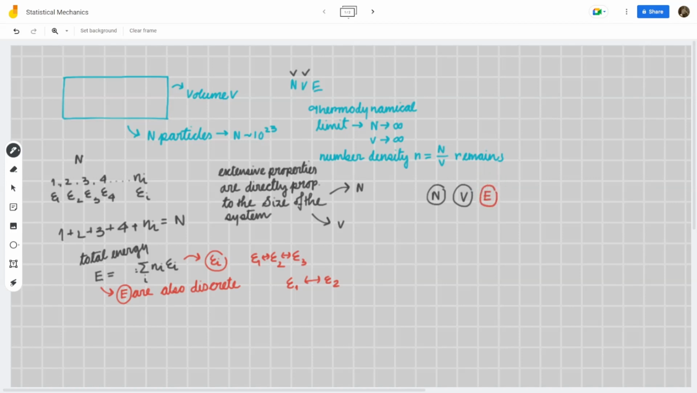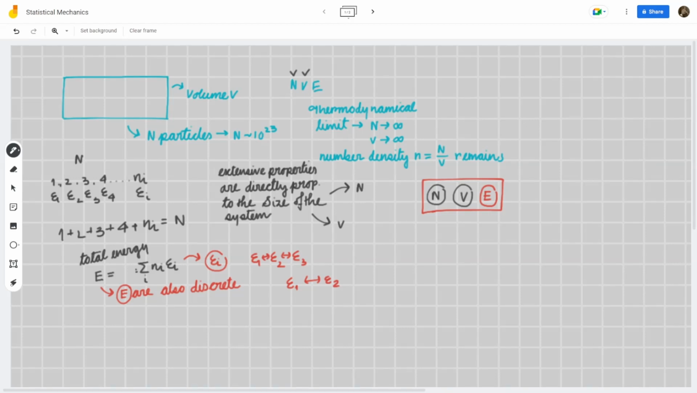Now, the specification of the values of N, V and E defines a macrostate of a given system. The specified values of these three define a macrostate of a given system. This is how we define a macrostate.